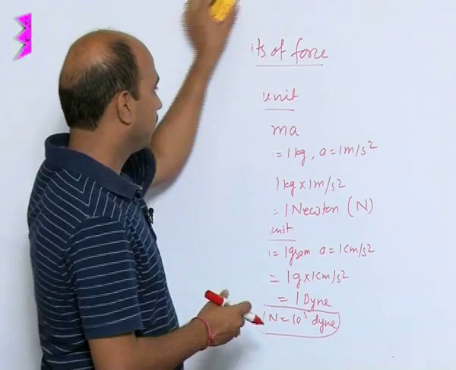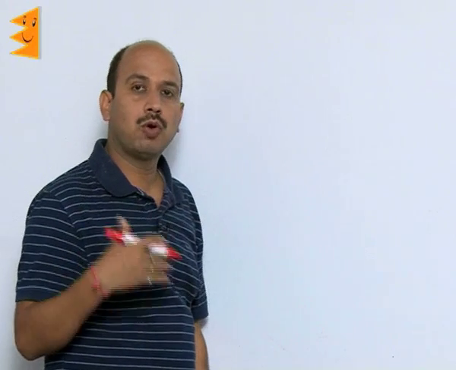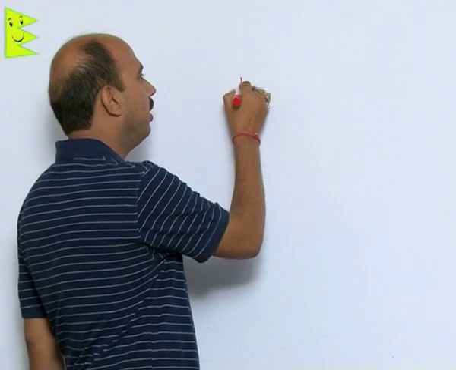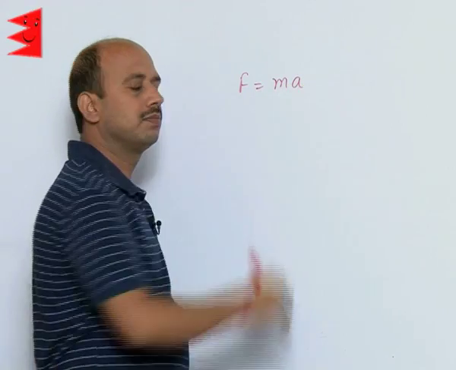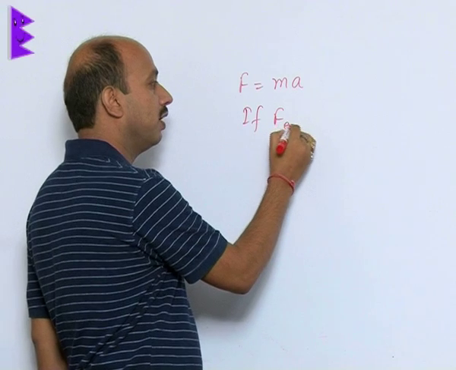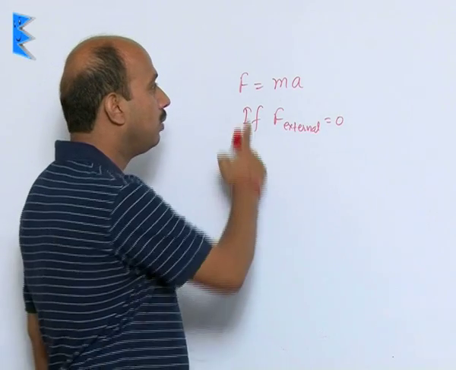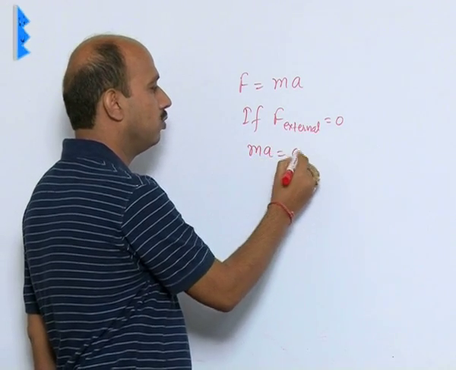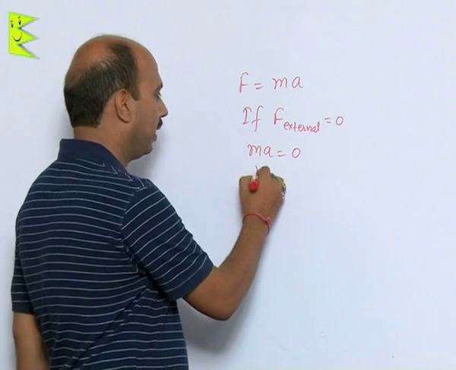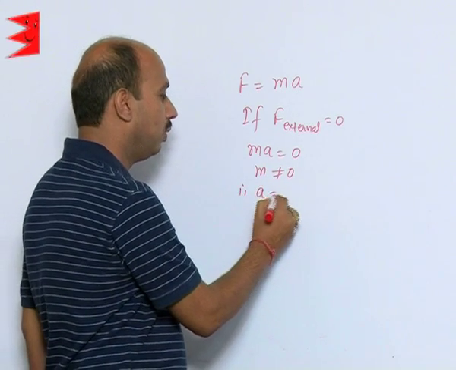Now see, as we have done in the first law, if the body is at rest, it will remain at rest. If the body is in motion, it will remain in uniform motion unless an external force is applied. So, see here, we know F is equal to m into a. If I take external force F external is equal to 0, then what will we get? ma is equal to 0. The mass of any object cannot be 0, so m cannot be 0. So, obviously, a is equal to 0.